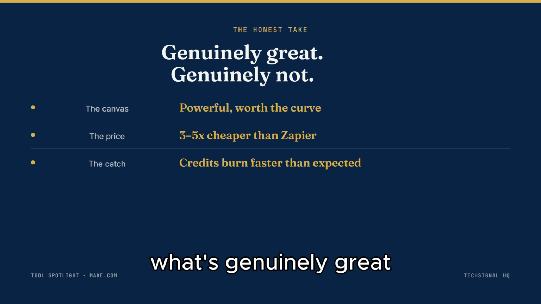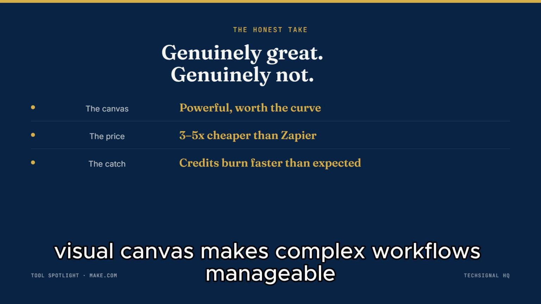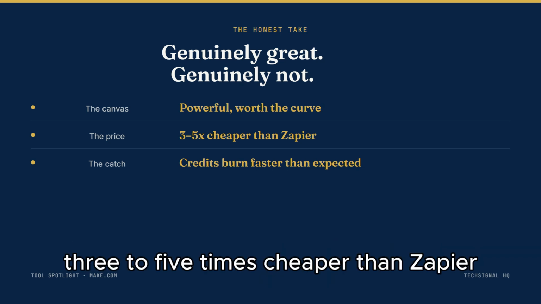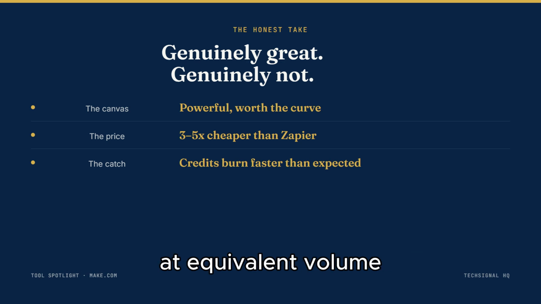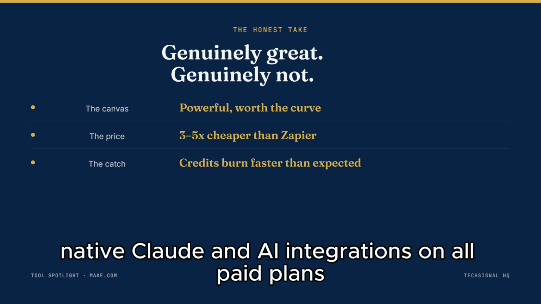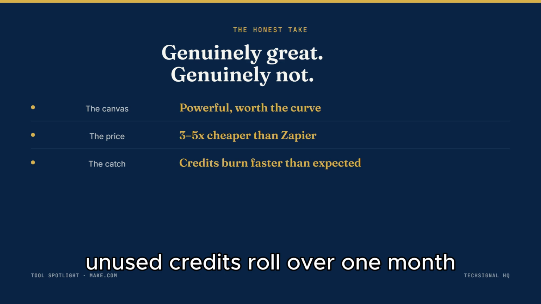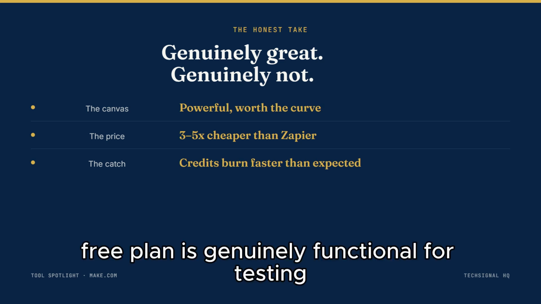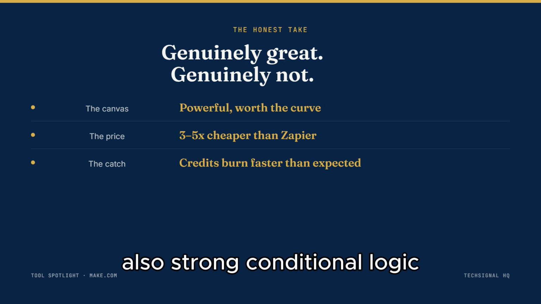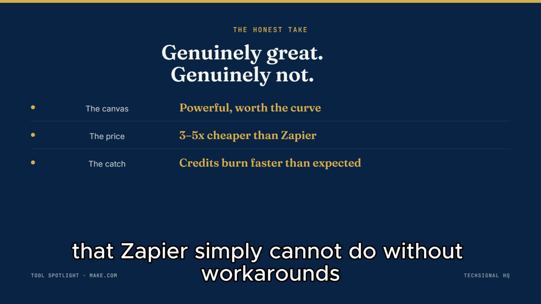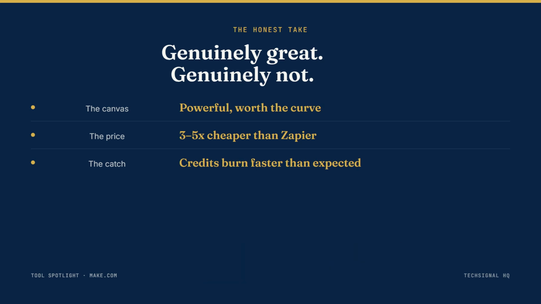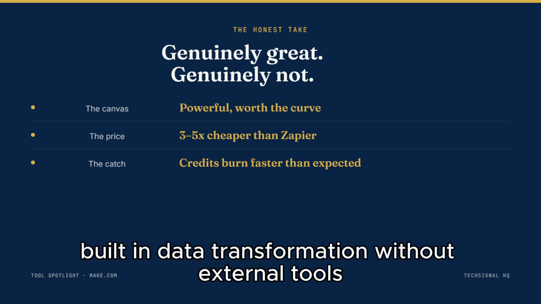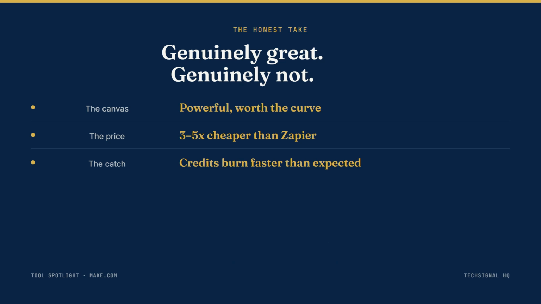What's genuinely great, Visual Canvas makes complex workflows manageable. 3 to 5 times cheaper than Zapier at equivalent volume. Native Claude and AI integrations on all paid plans. Unused credits roll over 1 month. Over 3,000 app integrations. Free plan is genuinely functional for testing, also strong. Conditional logic, loops, and branching that Zapier simply cannot do without workarounds. Error handling built in, data transformation without external tools.